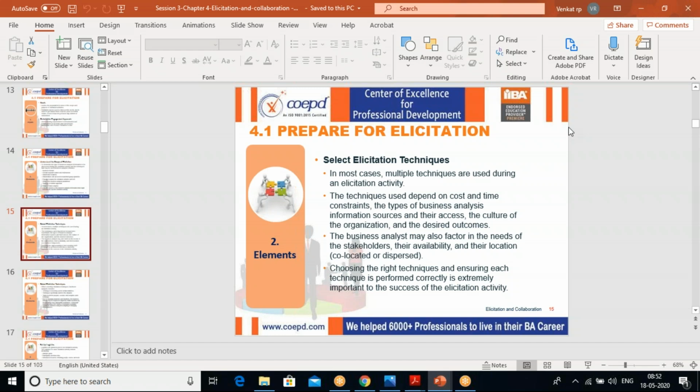Choosing the right technique will definitely ease your business analysis activity, that is elicitation, and we can get information in the right way. If you choose a wrong technique, you may not get the right information, and sometimes stakeholders will not be that cooperative, or sometimes stakeholders may give you wrong information. So it is always preferable for us to choose the right technique before we do this elicitation process. We have to choose the correct technique here.